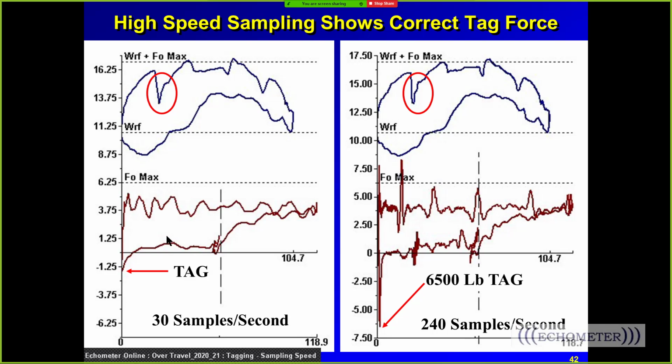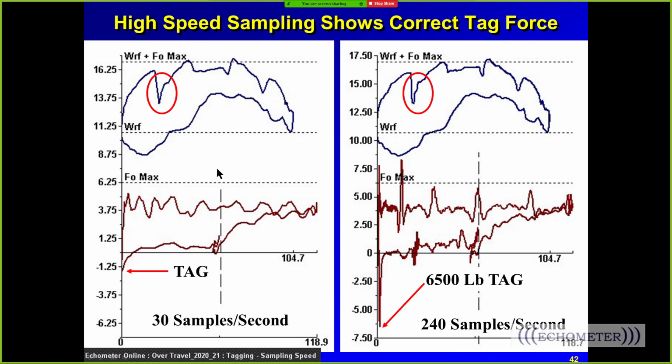I didn't realize a long time ago that if I sampled faster, I'd actually see more descriptive information. So this is the same data as this. The only difference is this is sampled at 30 samples a second. This is sampled at 240 samples a second. And I can see the actual real character of the tag when I sample fast, but I can't see it. It's smoothed out over here.